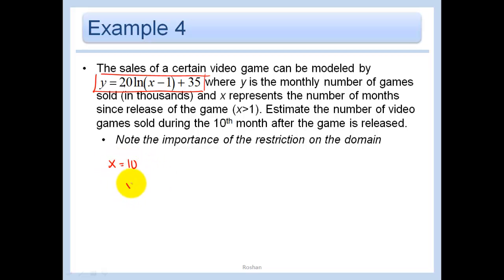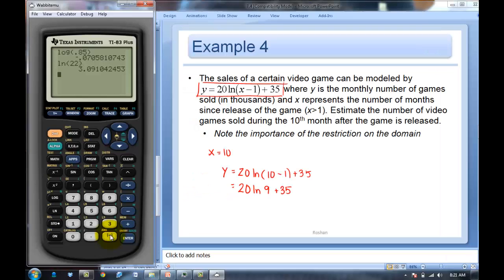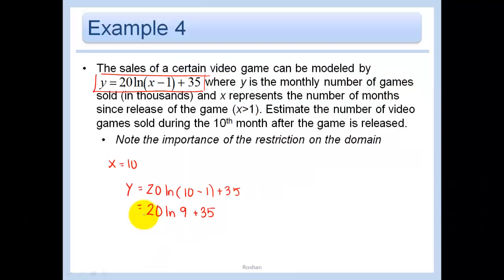And so we know that y is going to be equal to 20 ln(10 minus 1) plus 35. And we can use our calculator to do this. 20 ln 9 plus 35. So we'll do 20 times ln 9, parenthesis, plus 35. And so we get y is approximately equal to 79.